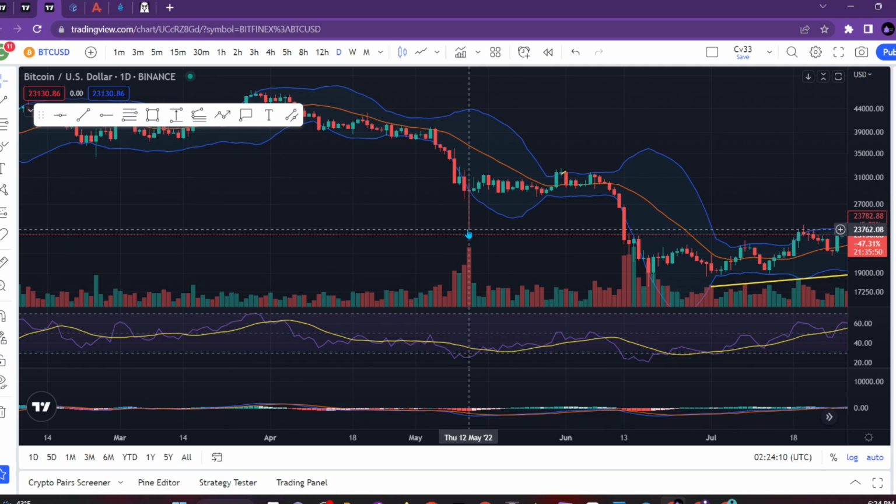Here it just wicked down crazy. I don't know what that was, but anyways, you see sideways action. It ran up to the blue line and then it held the orange, etc., right?